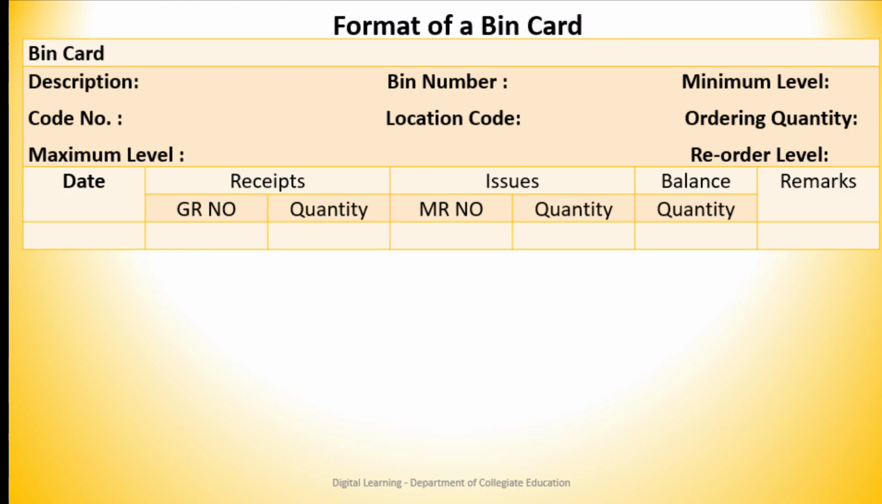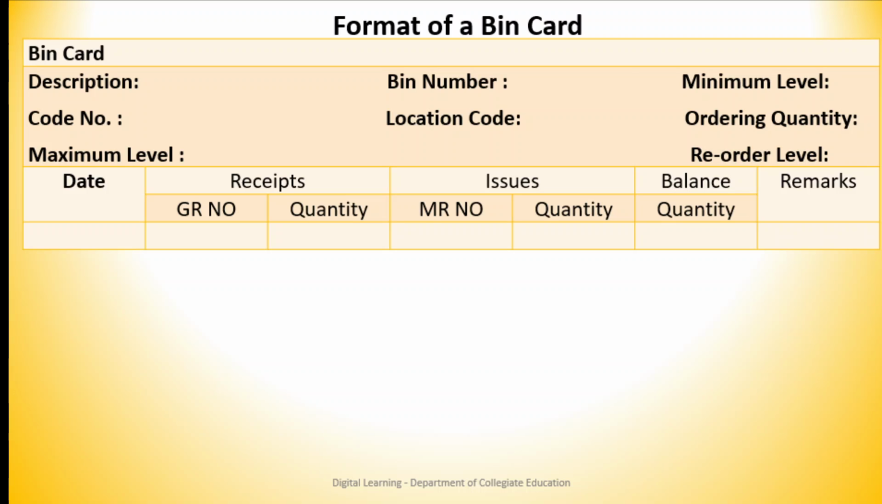Now, what is the format of a bin card? Normally, the bin card is prepared in the following format. Start with the description of the material. If it has a code number, we mention it. The maximum stock level normally maintained by a concern is also recorded. If the bin has been given a specific number, we show the bin number and location code where the bin is actually located. The minimum level, ordering quantity and reorder level is also maintained. The important columns as already discussed are date, receipts, issues, balance and remarks if any.